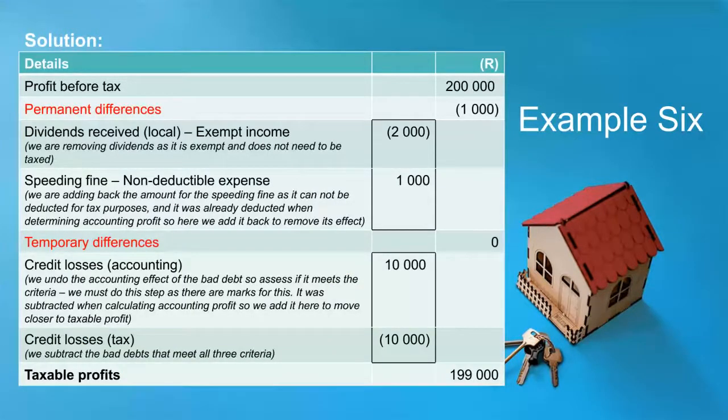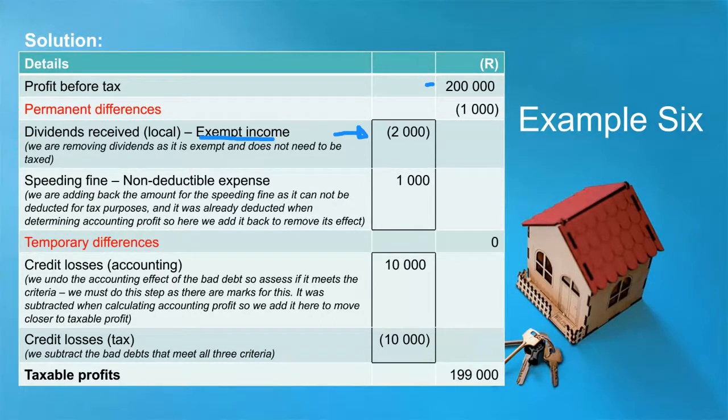Okay, so you're going to see here what we've done is we brought in the profit before tax, which we were given, right? The 200,000 was given. We then subtract the dividend income, right? And we subtract it because it's an exempt income. We're removing the dividends as it is exempt and does not need to be taxed again.